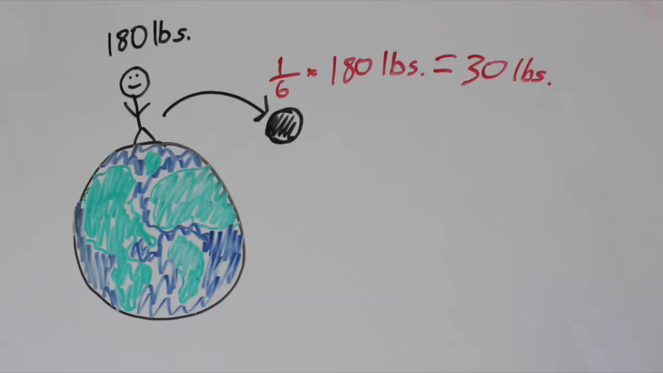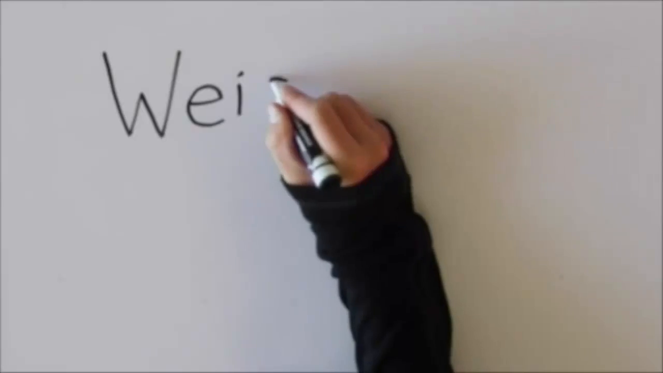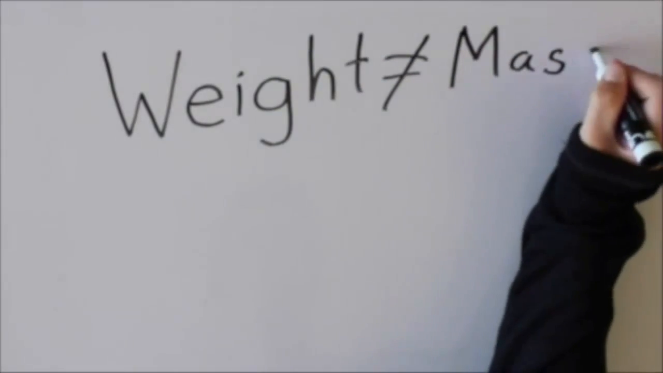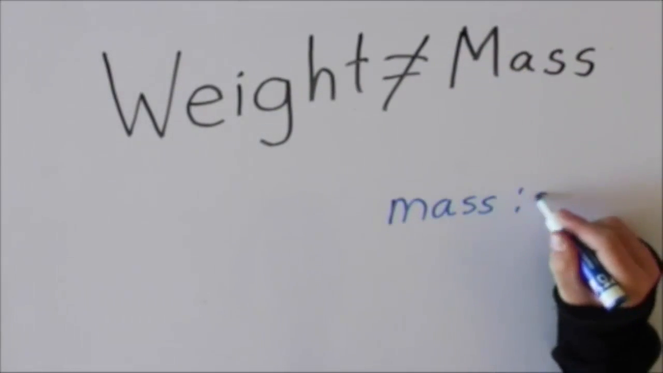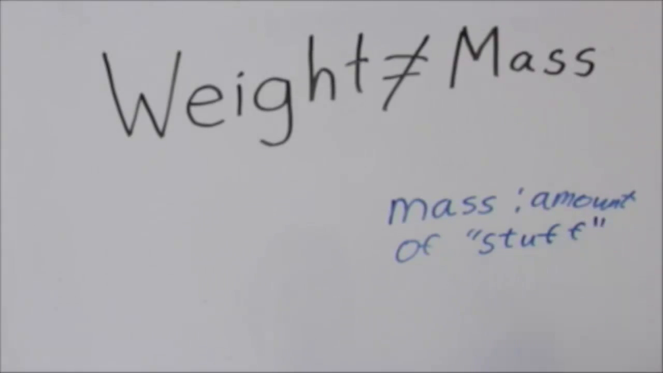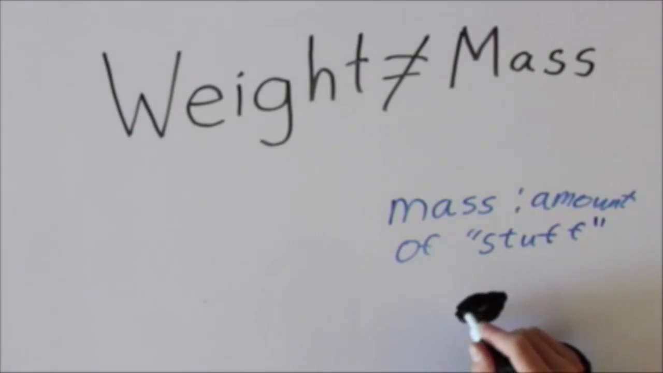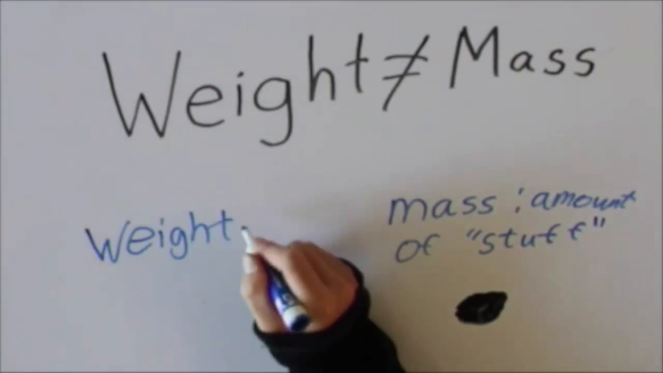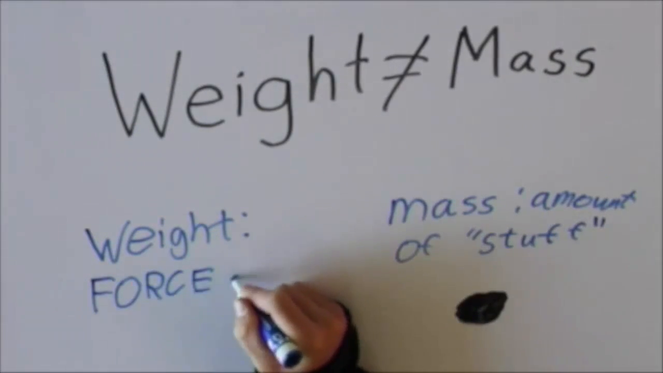Let's check it out. To understand how this works, you first have to realize that weight is not the same as mass. Weight is actually a force, unlike mass. Mass is the amount of matter, or stuff, in an object, whereas weight is the amount of force gravity applies to that stuff.